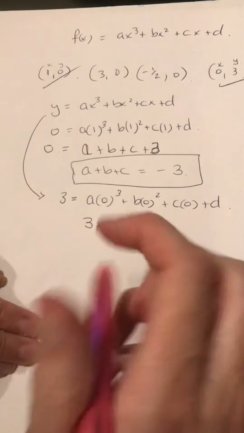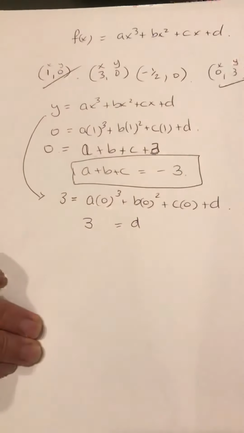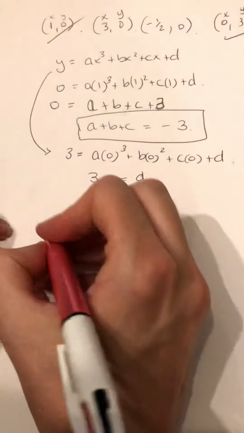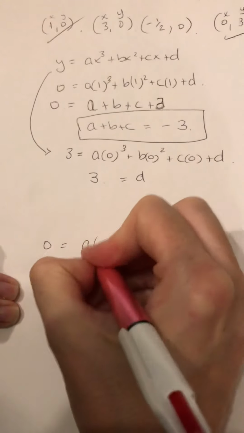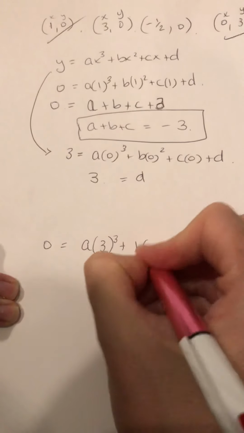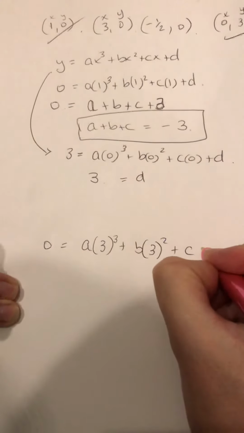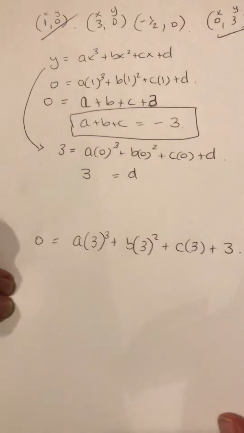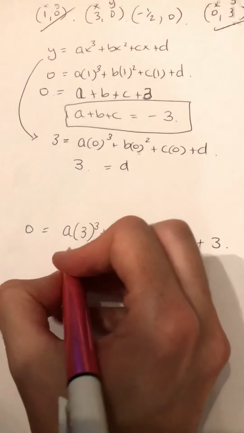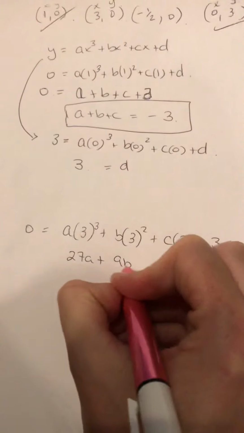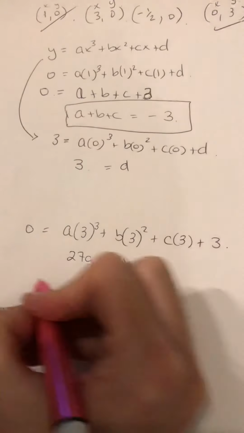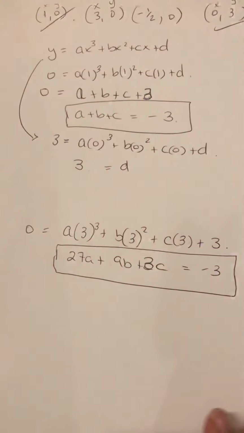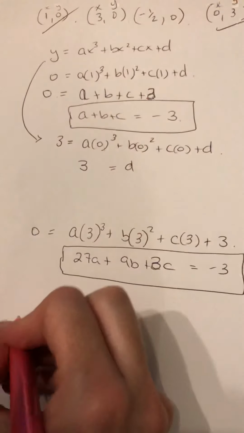Sub in (3, 0). So again, that's my x, that's my y. So I sub in and I say that y is equal to a times 3 cubed plus b times 3 squared plus c times 3 plus d, which we now know to be 3. And I clean that up. That's 27a plus 9b plus 3c is equal to minus 3. There's the second one.